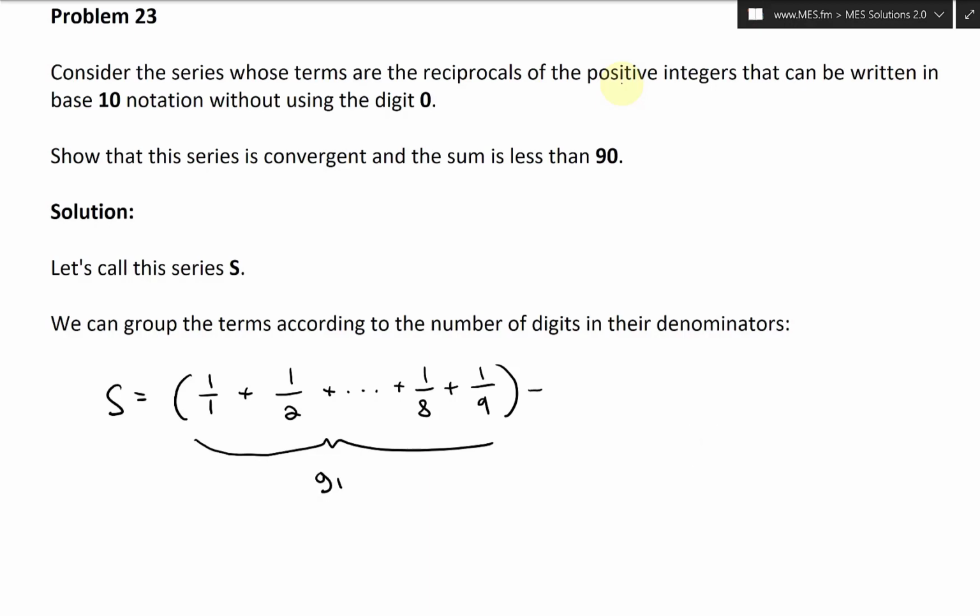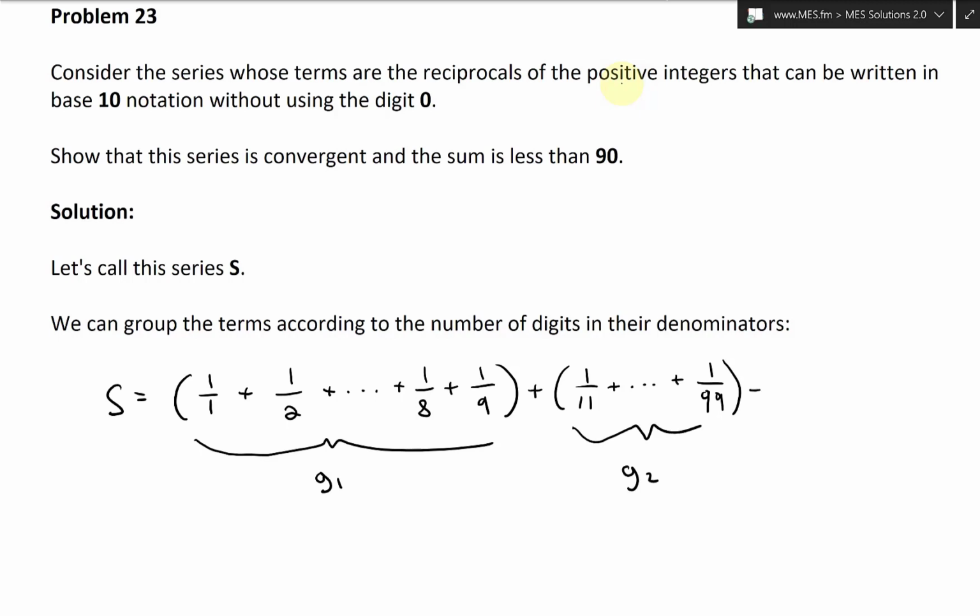And now the next one's going to be plus, and now we skip the 10. So it becomes 1 over 11 plus dot, dot, dot, all the way until we get 1 over 99. So we get 11, 12, 13, 14, 15, 16, 17, 18, 19. Then we skip the 20, then we go to 99. And this one we'll call group 2, or G2.